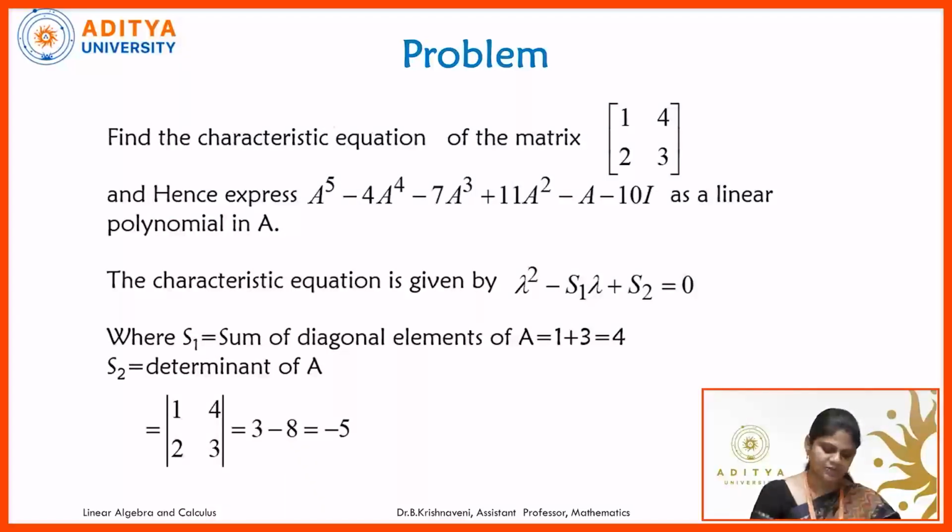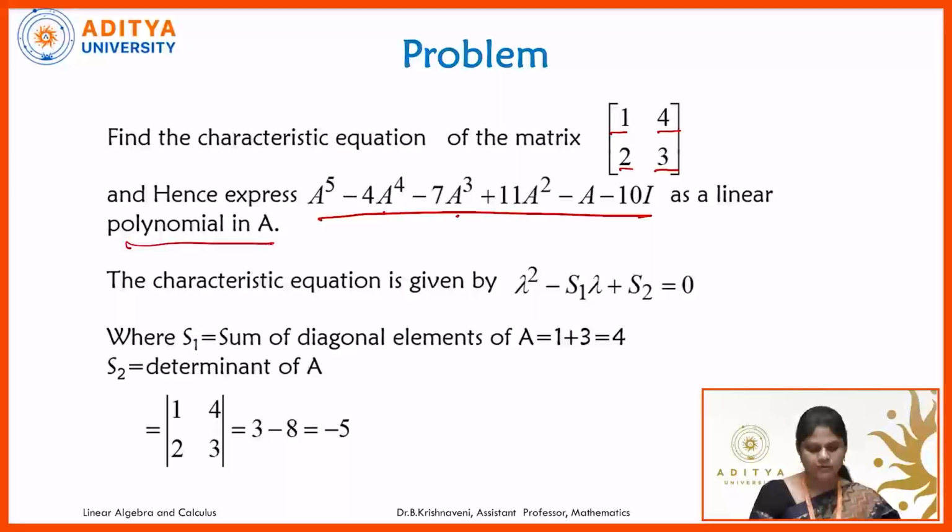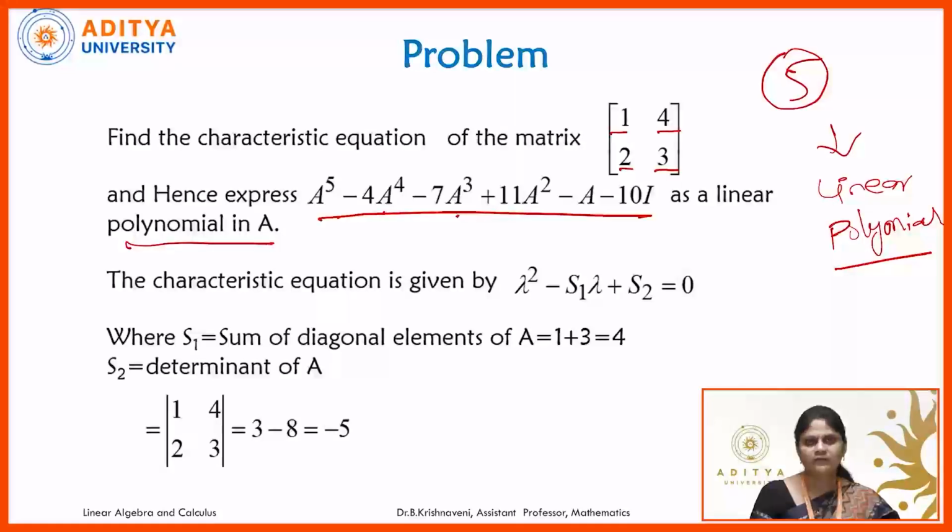Now come to the next question. Find the characteristic equation of the matrix 1, 4, 2, 3 and hence express the polynomial A power 5 minus 4A power 4 minus 7A cube plus 11A square minus A minus 10I as a linear polynomial in A. Here the given polynomial is of degree 5. We need to reduce this into a linear polynomial. Linear polynomial means we need to reduce the polynomial of degree 5 to a polynomial of degree 1.